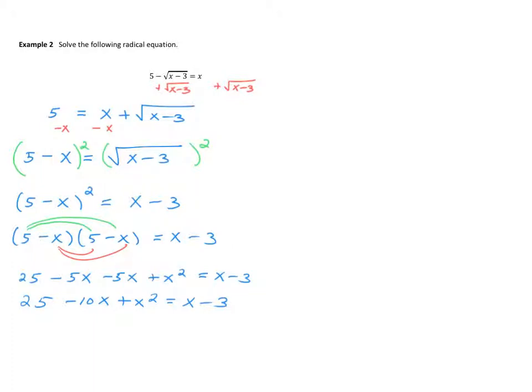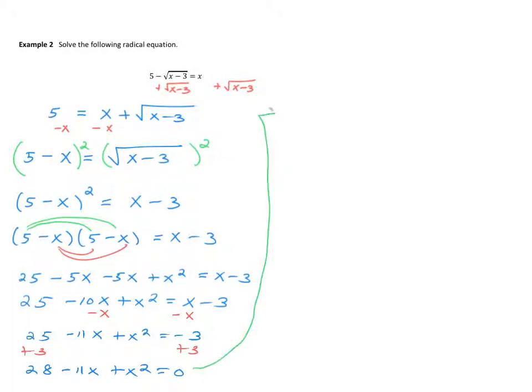All right, so I'll subtract x from both sides. I get 25 minus 11x plus x squared is equal to negative 3. And I guess I will add 3 to both sides. I get 28 minus 11x plus x squared is equal to 0. And I got to rewrite this. I don't like thinking of it this way, so I'm going to put the x squared first, then the 11x, and then the 28.